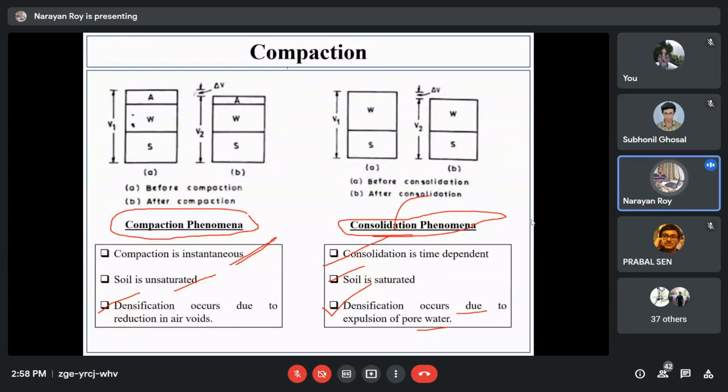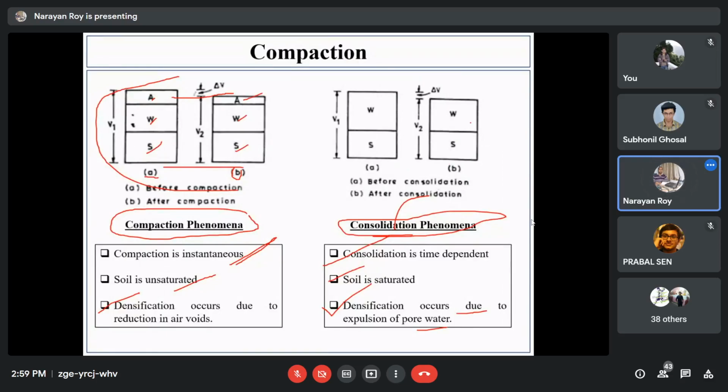And if you see these figures, this three-phase system plot, A stands for before the compaction phenomenon, and B stands for after the compaction phenomenon. Here the soil is considered a three-phase system. Soil has solid, water, and air. But here some amount of air is reduced, so the volume of the soil will reduce. See here, the volume of air is reduced a little. So finally, the soil remains a three-phase system: solid, water, and air.